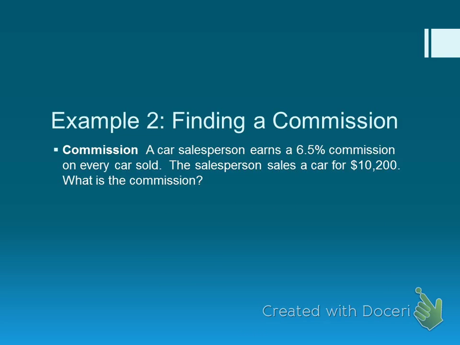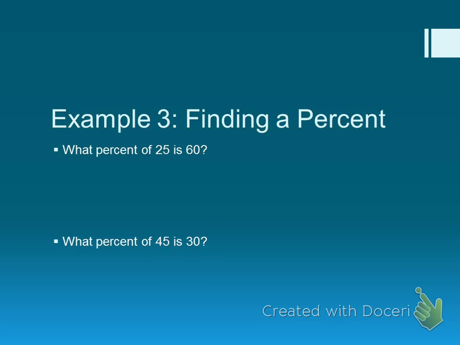All right, in example 3 now, what am I finding? Percent. So now I'm just solving, again, for a different part of my percent equation. So what do I start with? A equals P percent times B. Very good. Okay, so what is my A? 60. Don't know P. And 25 is my B.